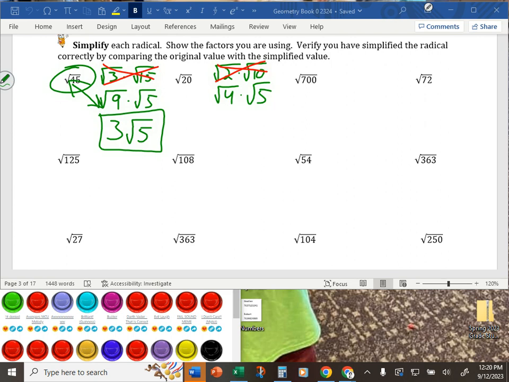What is the root of 4? 2. Equals 2. The root 5 just drops down. And so 2 root 5 would be our answer. Okay?